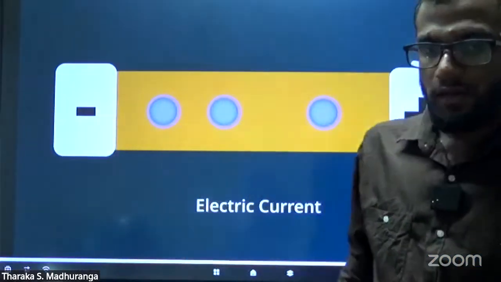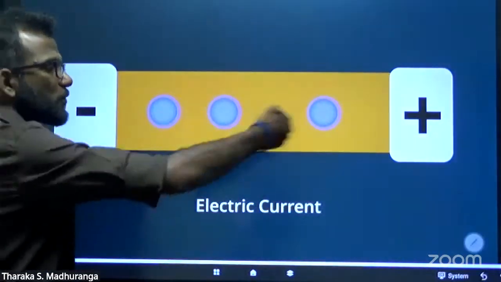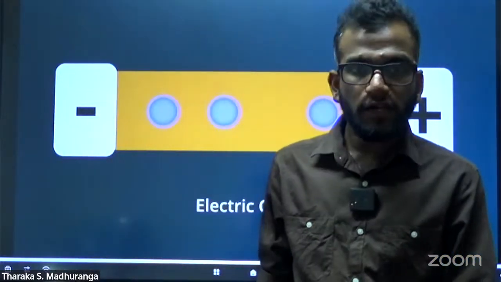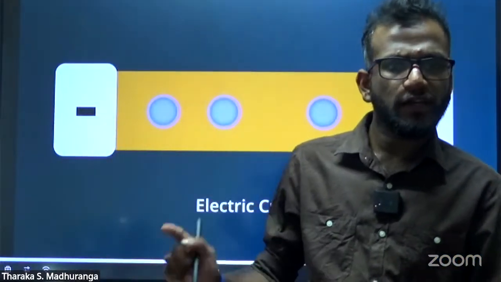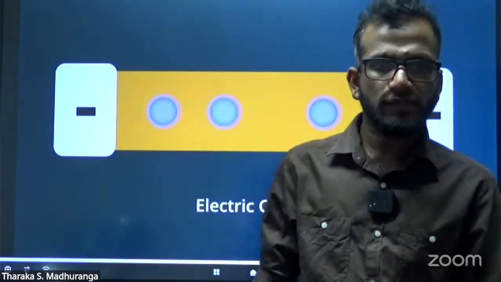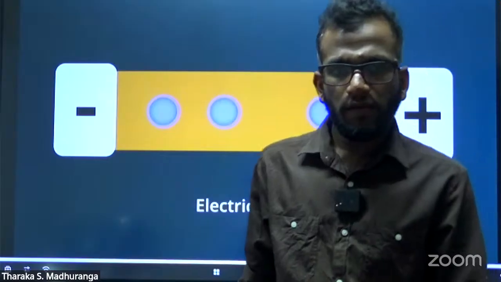Then what is the electric current direction? Minus to positive or positive to minus? Electric current direction.